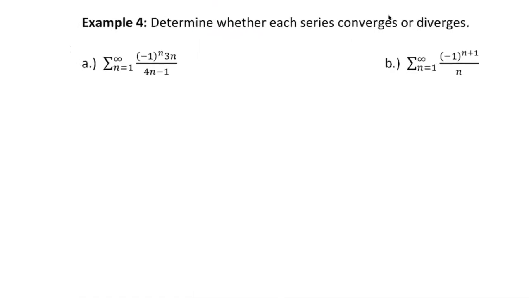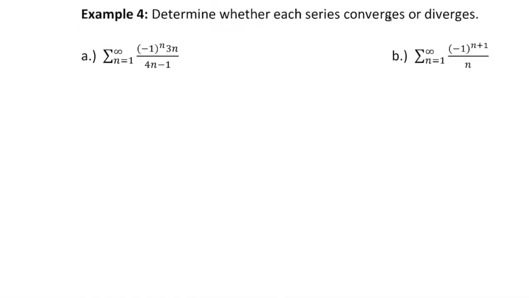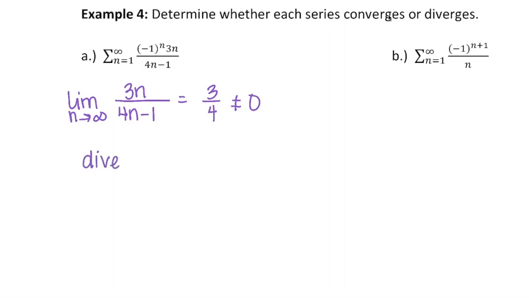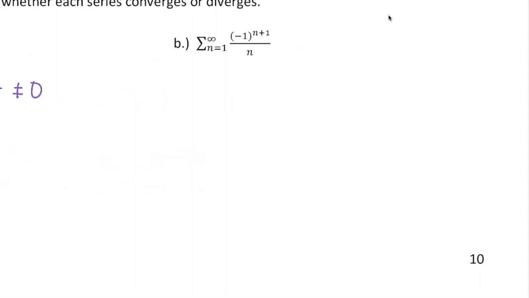So let's look just at number 1 to start. So the first thing we're going to do is apply the nth term test. So we want the limit as n approaches infinity of, we ignore the alternating piece, 3n divided by 4n minus 1. Well, that's equal to 3/4, which is not equal to 0. That's not what we need. So according to the nth term test, this series diverges. Diverges by nth term test. Okay, so that's all we got to do on that one. Pretty easy. So let's look at B.